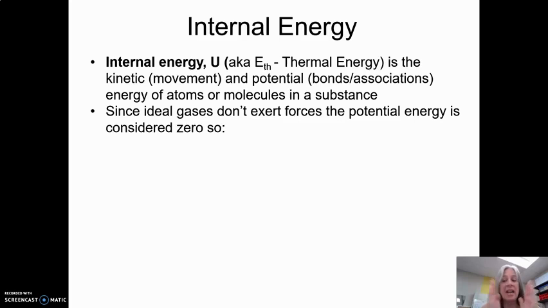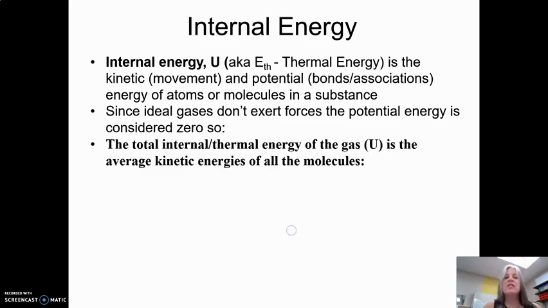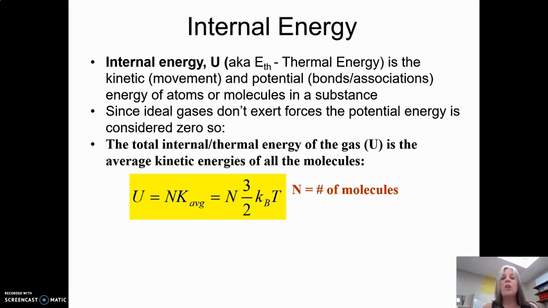Now, because ideal gases don't exert forces on each other, this potential energy is considered zero. So the total internal energy or thermal energy of a gas is the average kinetic energy of all of the molecules. So make sure you write this equation down.